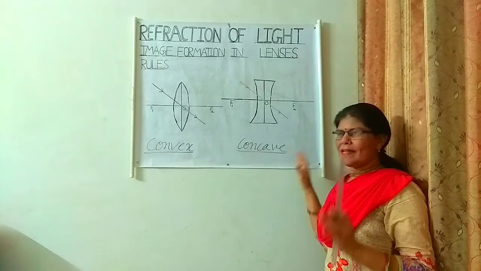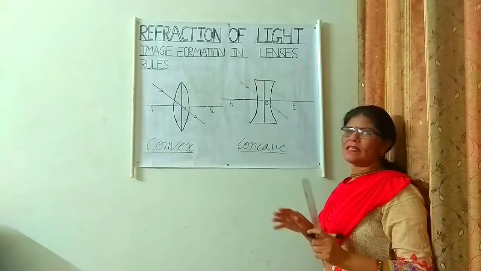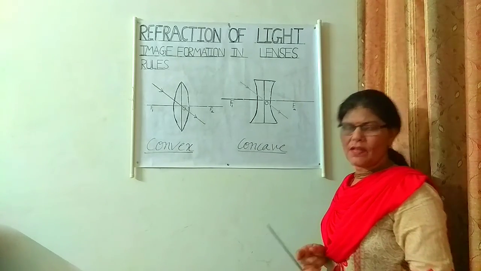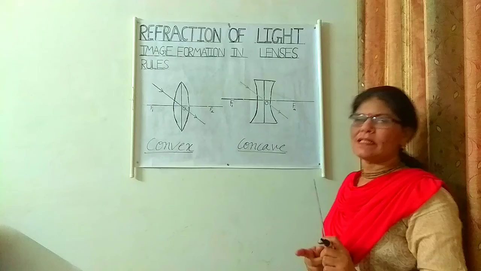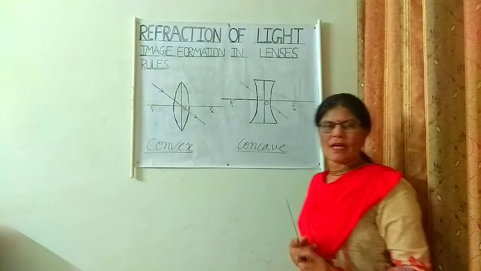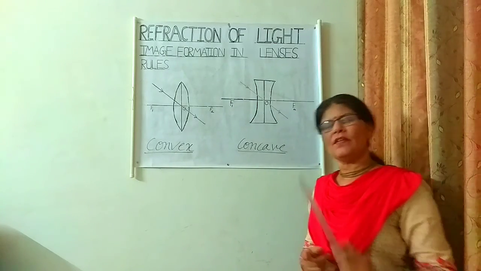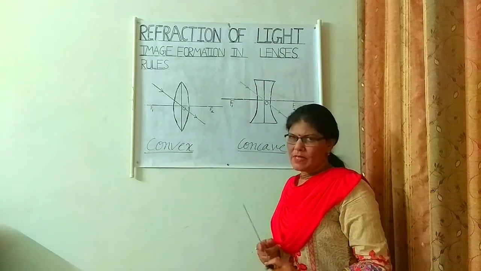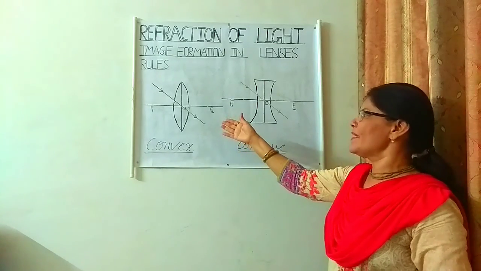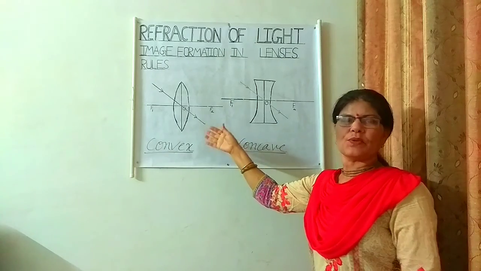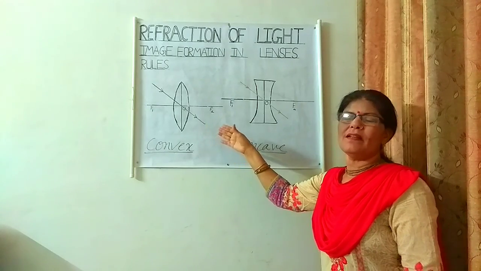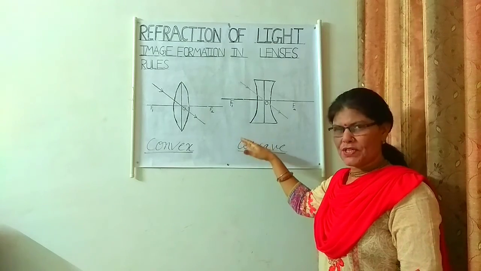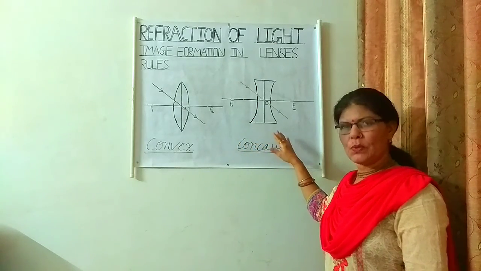So in lenses we have only three cases. First, when the incident ray comes parallel to the principal axis, the refracted ray will pass through the principal focus. Second, when the incident ray passes through the principal focus, then the refracted ray will go parallel to the principal axis. And third, when the incident ray passes through the optical center, then it will go as it is without any refraction, without any deviation. So this is all about the three rules.